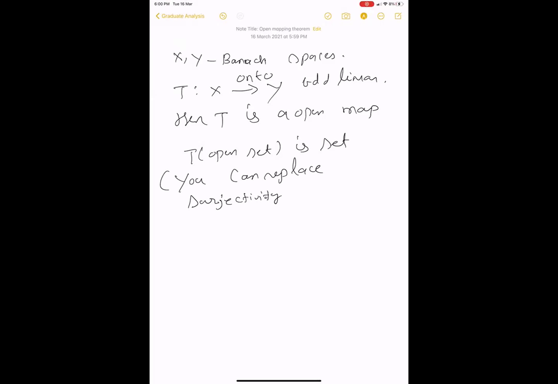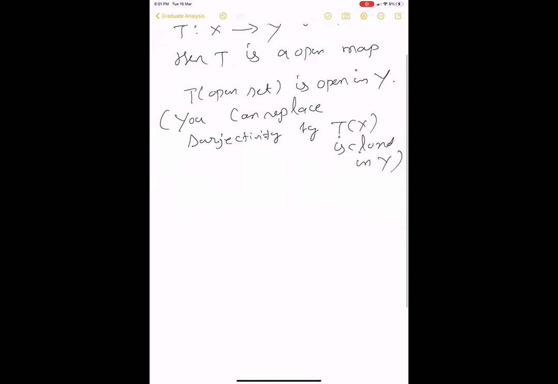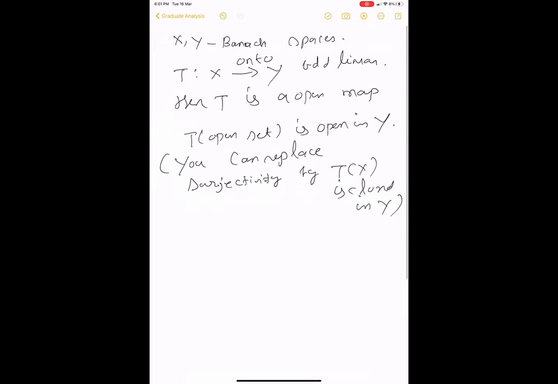Open in the range, right, sir? In case the range is not all of Y, T of any open set is open. Sorry, is open in the range. Of course. T maps into Y, no? So you can replace surjectivity by the condition T of X is closed. It's the same thing. Then you can work with that. Then it is onto. So this is what we want. Then the statement would be that T of an open set is open in T of X, right? Correct.